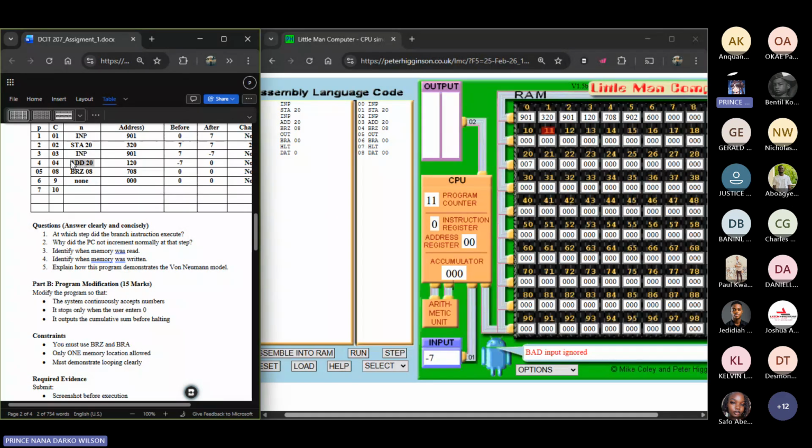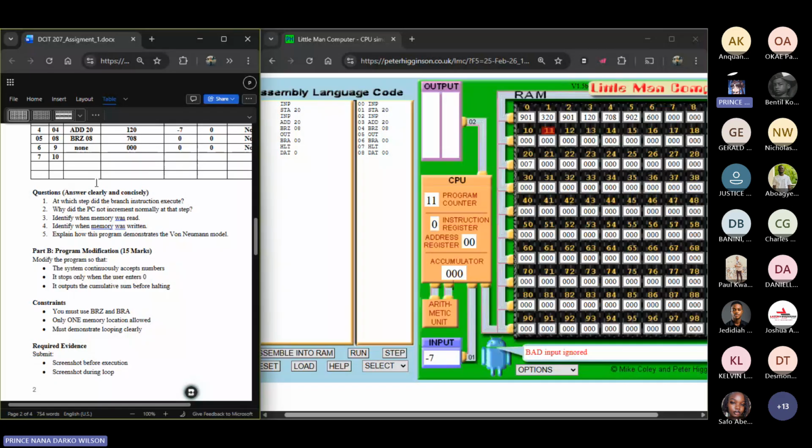And when was memory written? Memory was written during the store instruction, so at store 20. During the store instruction at step 2, that is when memory was written. So memory was read during step 4 as the add instruction, and memory was written at step 2 during the store instruction, STA 20, and so on. Use your desired set of vocabulary. I'm giving you options so that your work will differ, in case the lecturer truly checks for detail. All right, let's move on.